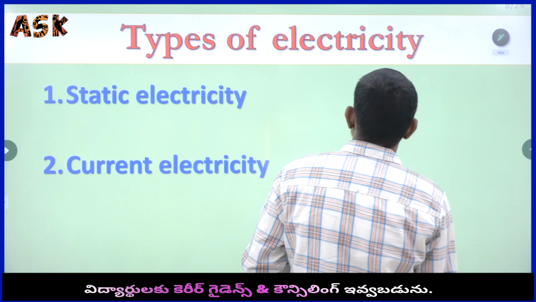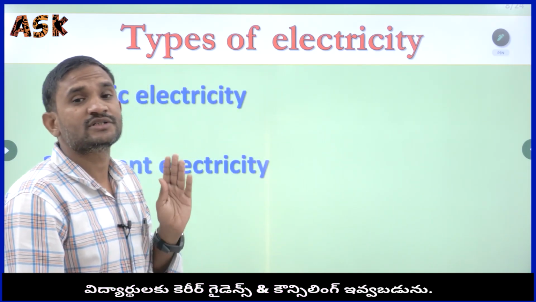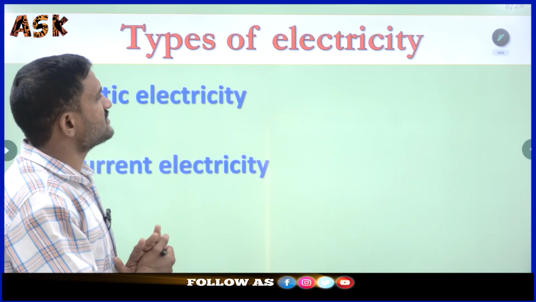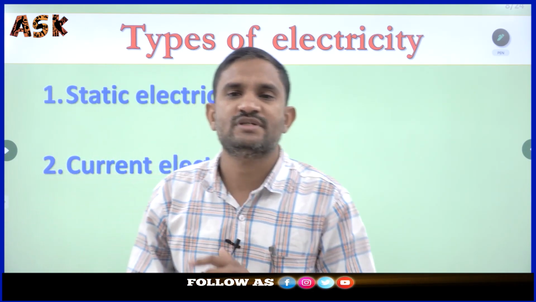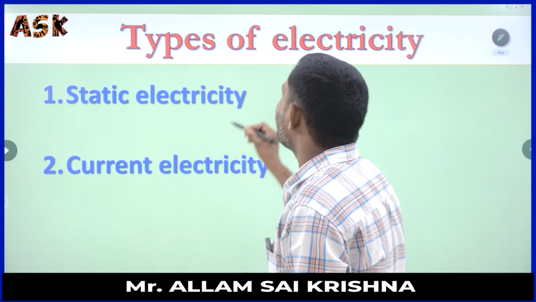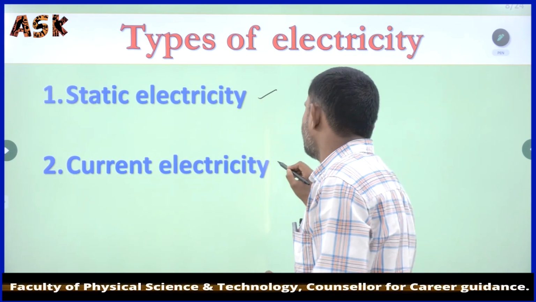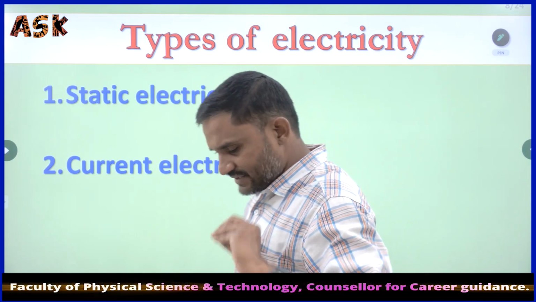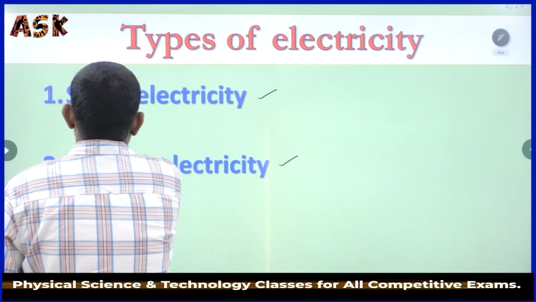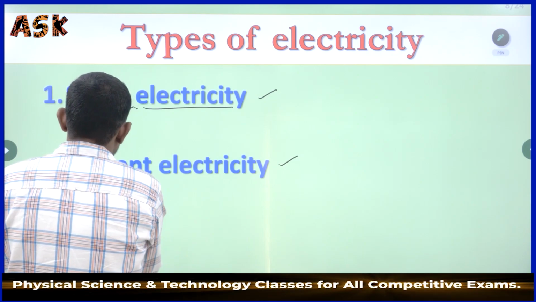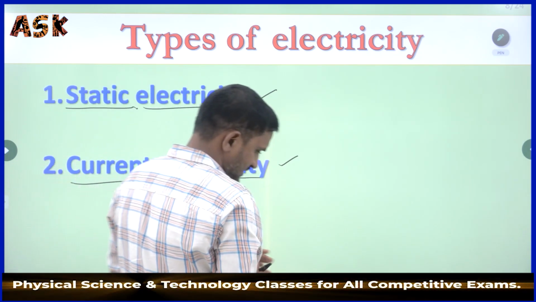Then next, most important concept, types of electricity. Electricity is classified into two types. What are those? Static electricity and current electricity.